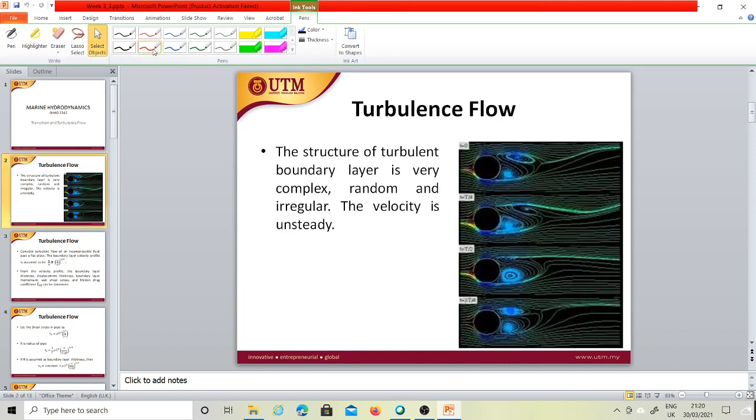Okay. So what I'm talking about, the turbulent flow, it means the structure of the turbulent boundary layer is very complex, okay, and we cannot define it in any particular equations. It is random and of course irregular and nonlinear, and the velocity is also unsteady. It means it will change with time.